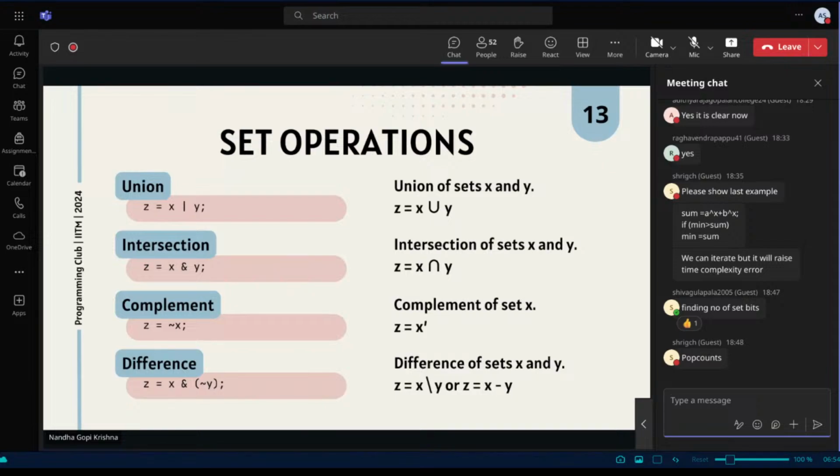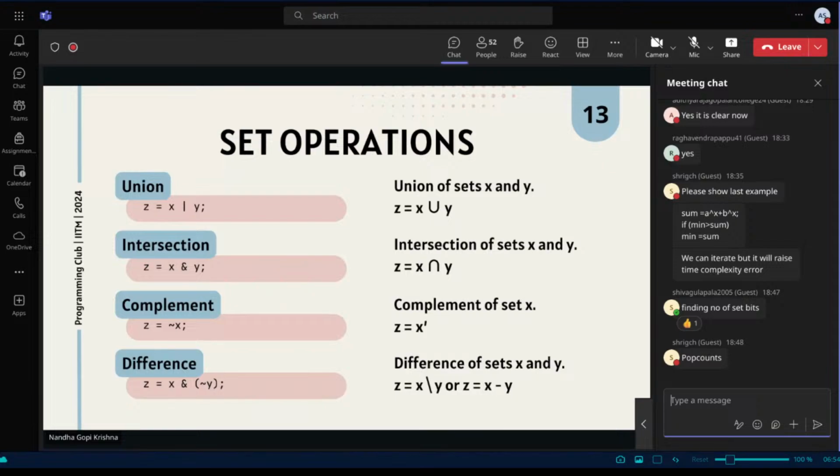Then we have the complement. In this case, I'm taking the universal set to be a set with all ones, all 32 ones. So to find the complement, we can simply do NOT of x, which is the same as universal set minus x. And then finally set difference.